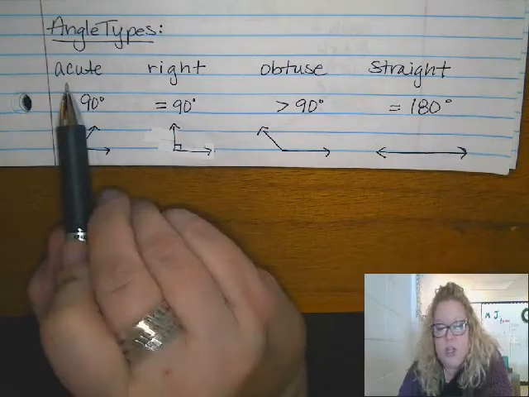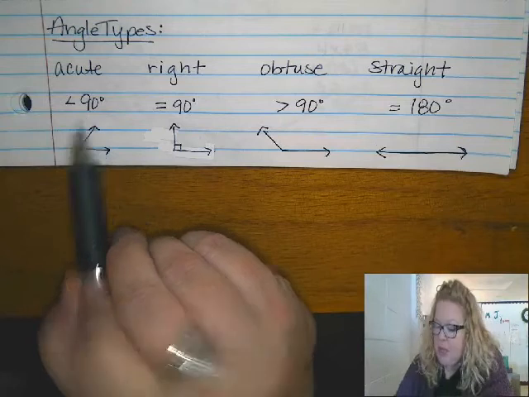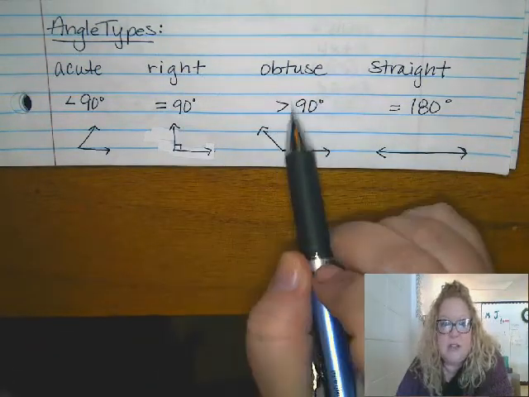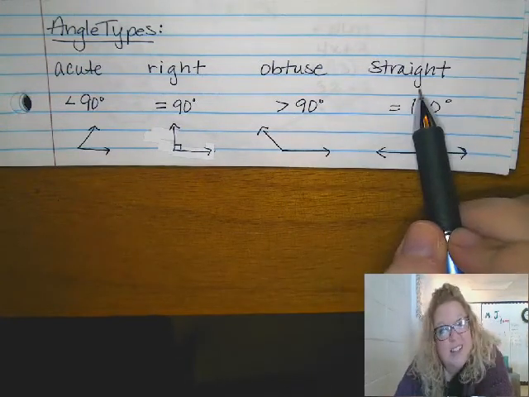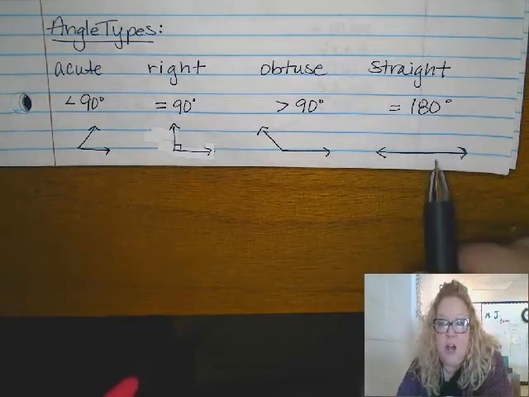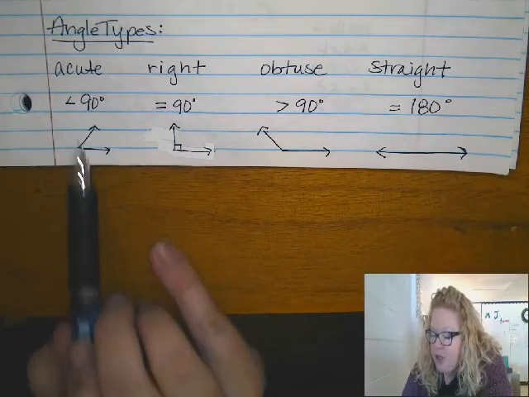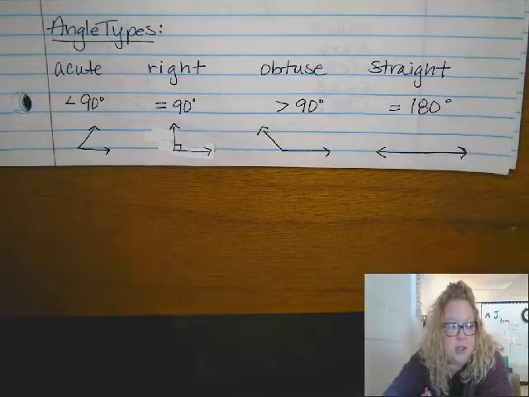So again, we know acute is less than 90 degrees. It's cute, it's little. Right angles are equal to 90 degrees. Obtuse is larger or bigger than 90 degrees. And a straight angle is like a straight line, which equals 180 degrees. So it's maybe a little bit of a pain, but I think it would be really good just to jot these down and a quick little picture.